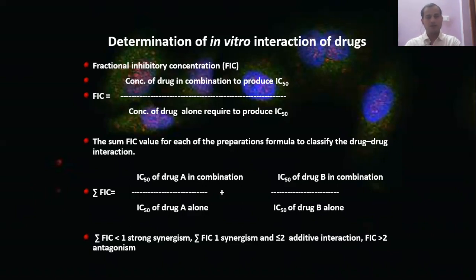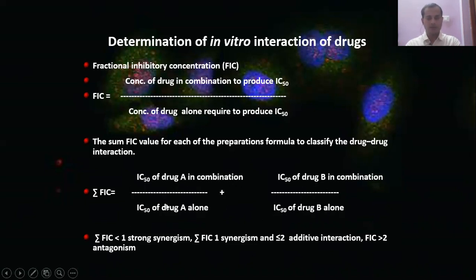So you have to calculate the fractional inhibitory concentration of a particular drug. How to calculate? You have to calculate the IC50 of drug A in combination and divide it by the IC50 of drug A alone. And then you have to calculate the IC50 of drug B in combination, and divide it by the IC50 of drug B alone. And then you take the sum of these two numbers that you get.